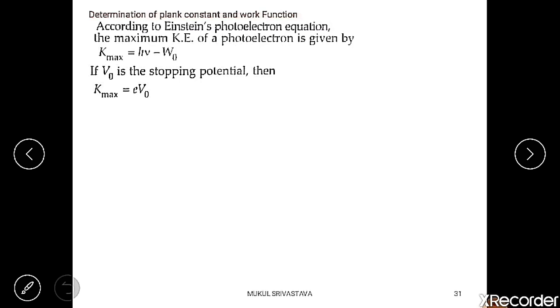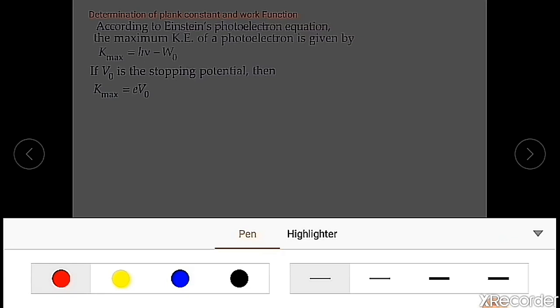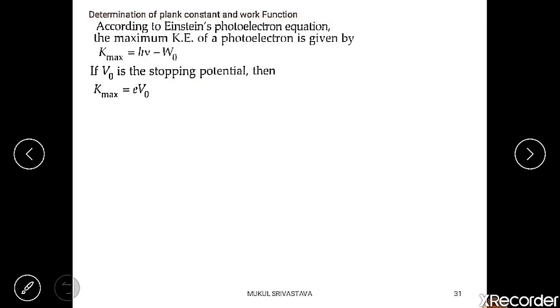V naught is representing the stopping potential here. This eV naught is representing the maximum kinetic energy of the photoelectron. Now we put the value of K max equals to this eV naught in the first equation there. We get eV naught equals h nu minus W naught.